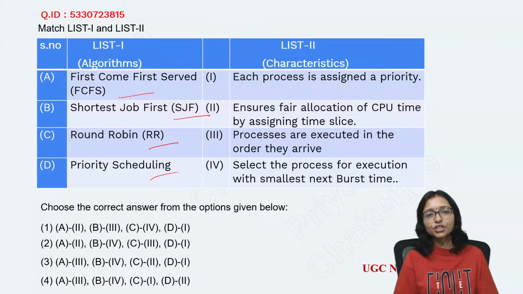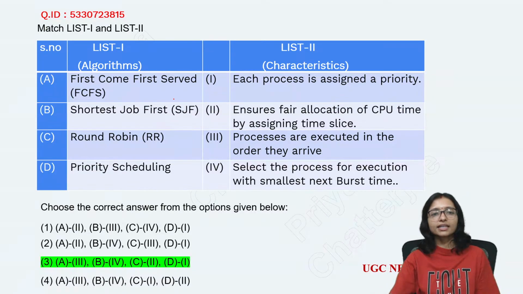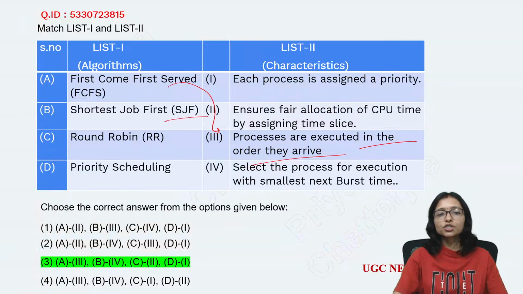Each and every scheduling algorithm. Option 3 is the correct answer because in FCFS, processes are executed in order of arrival. After doing this numerical, it is very easy. In shortest job first, whenever you are doing this, select the process with the smallest execution time.